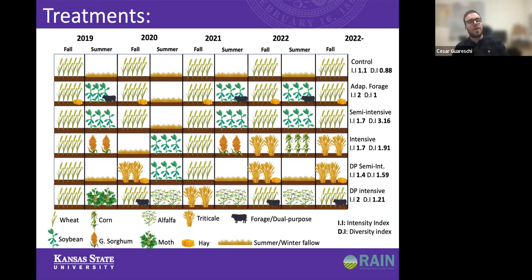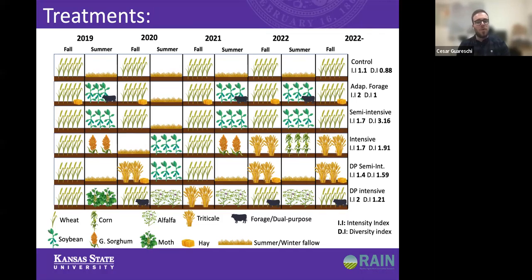For treatment 2, we have a sequence of winter wheat, hay, and soybeans with 1 season of summer fallow. We have treatment number 7, a semi-intensive with a sequence of wheat and soybean with some summer fallow in the middle. For the intensive treatment, we have a sequence of winter wheat, sorghum, summer fallow, soybeans, winter wheat, sorghum, triticale, corn, and triticale.